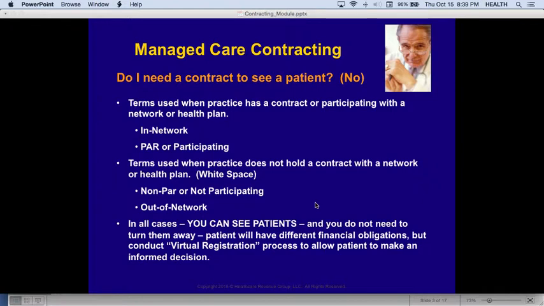And what white space, we'll talk about in a minute, is when you're not in that box and you see one of my members, I'm going to try to get you to have some lower reimbursement. I'm a white space manager for a health plan, which means I need to reduce the obligation I have in paying you. And I want to figure out a way to do that. However, in all cases, you can see patients without a contract. Their out-of-network benefits may kick in. They may have a higher cost share. But the point is, you don't have to have a contract to see a patient.